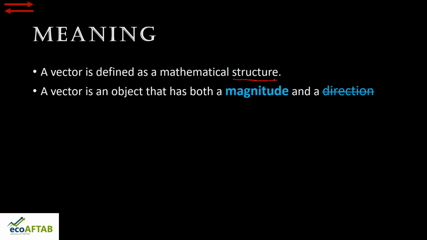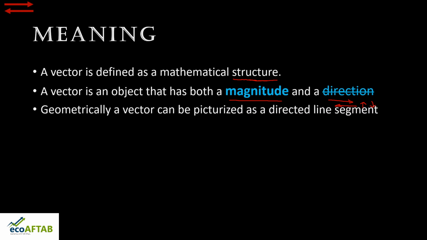A vector is an object that has both magnitude and direction. So, this is what a vector is. You can say geometrically a vector can be pictured as a directed line segment. As you can see, this line segment is giving direction, so it is called a directed line segment.